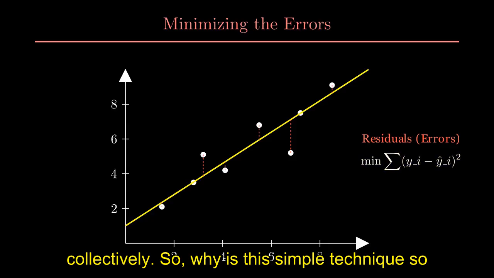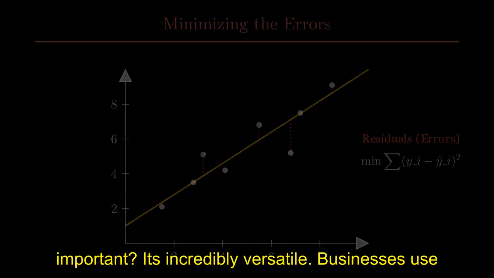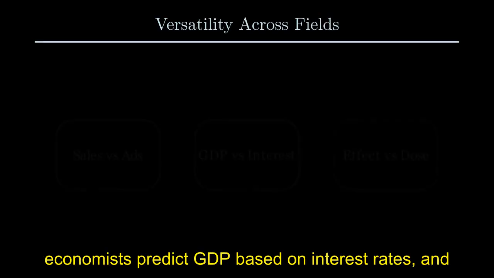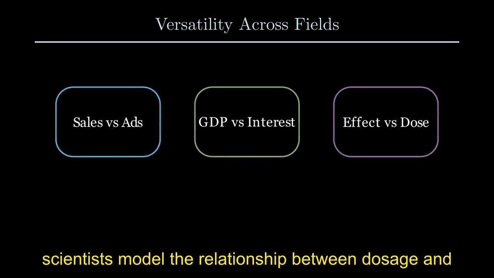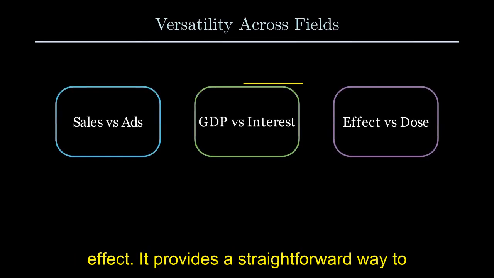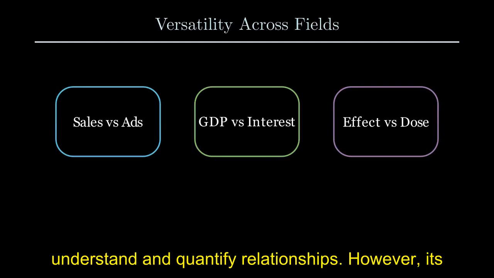So, why is this simple technique so important? It's incredibly versatile. Businesses use it to forecast sales based on advertising spend, economists predict GDP based on interest rates, and scientists model the relationship between dosage and effect. It provides a straightforward way to understand and quantify relationships.